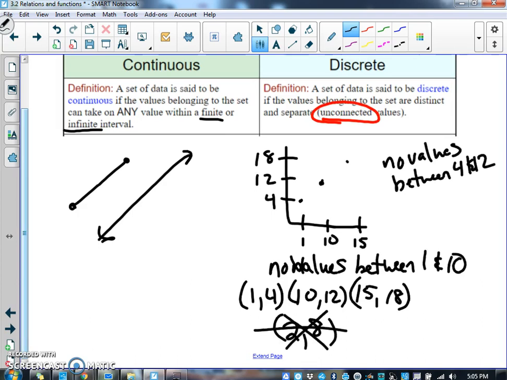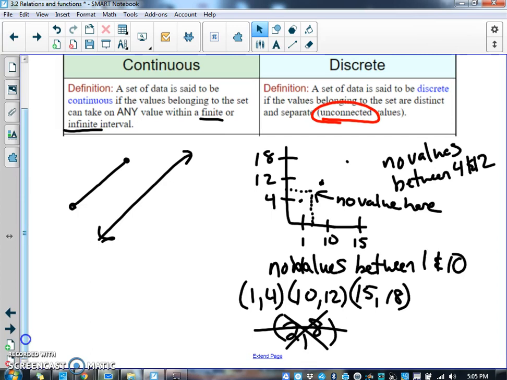Because there is no value of 2, and there is no value of 8, there is no value here. And that is why this is discrete. I can't connect the dots because there is no value at this 2, 8 point. There is no value there. There's only values at 1, 4. There's only values at 10, 12. And there's only values at 15, 18.